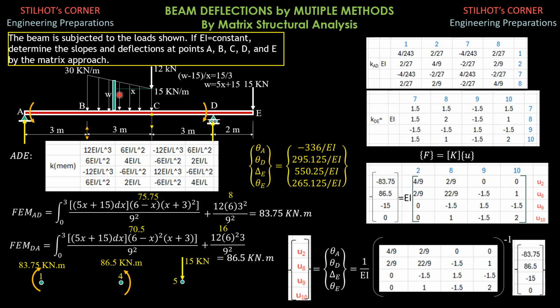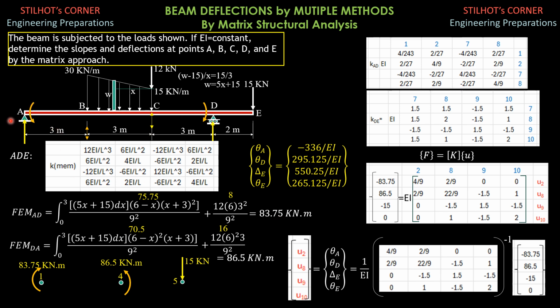Then b squared is the distance of the strip from D, which is x plus 3. So the quantity squared all over L squared, the length of AD is 9. Then the fixed moment of this concentrated load is 12, a is 6, b is 3, so 6 times 3 squared all over 9 squared. And the value of the integral is 75.75, while the value of this is 8. Therefore, combining, that's 83.75 kilonewton meter.